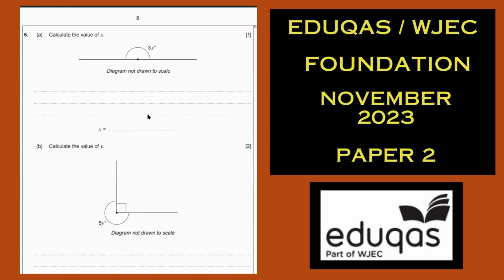Number 5, quite a strange one. Quite strange to have a straight angle, also known as a straight line. The idea being 3x must be worth 180 degrees. Find the value of x. Divide both sides by 3. Either do it mentally or on your calc. It's 60.